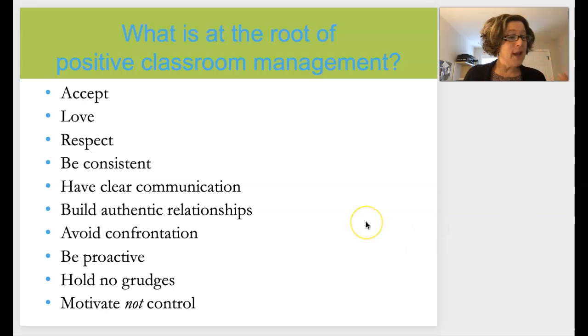Okay, so be consistent. Have clear communication. Post your rules and consequences. Sometimes, again, we think they know what to do in the classroom, and they don't. Review the rules of the classroom every so often and explain why those rules are important. And again, we'll talk more about rules in subsequent lectures.